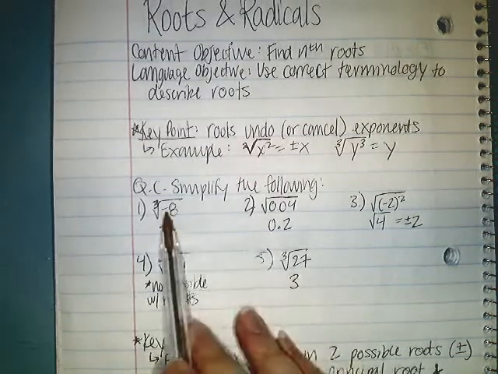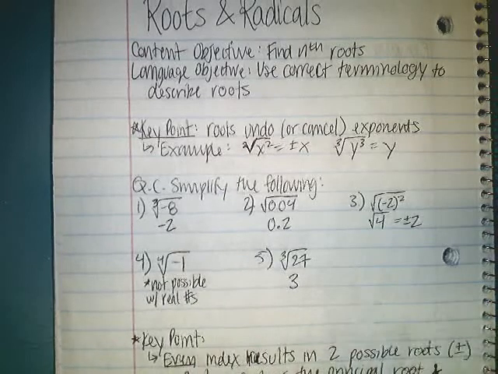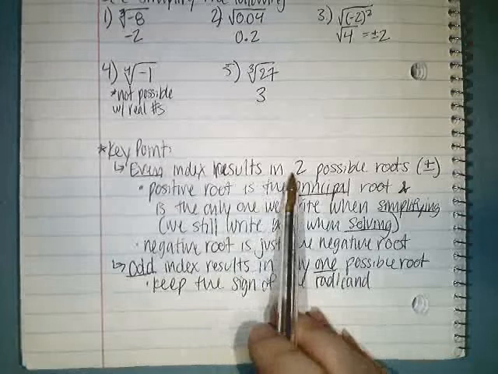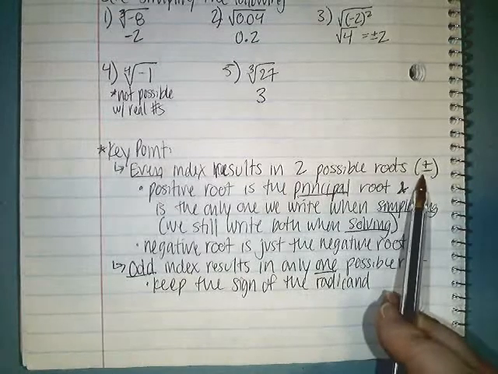If you didn't know the cube roots of these values, I'm going to give you some tools that might be helpful later, but we'll talk about those in a minute. So the next key point I wanted to talk about, which kind of came up in some of those quick checks, is that an even index results in 2 possible roots because you have plus or minus.